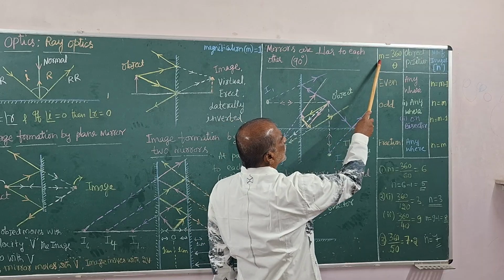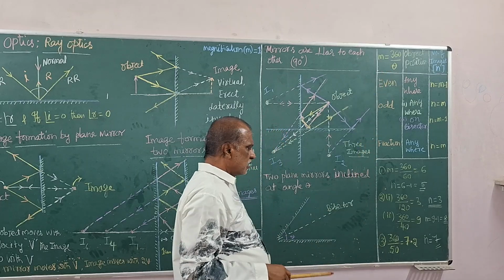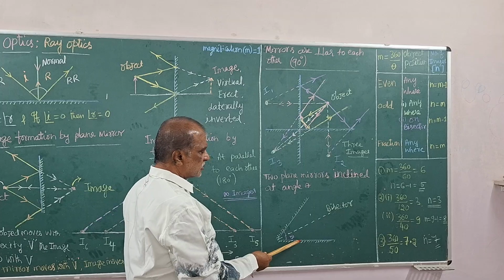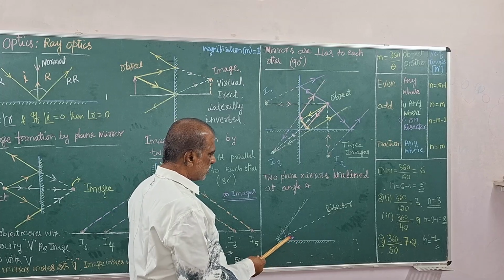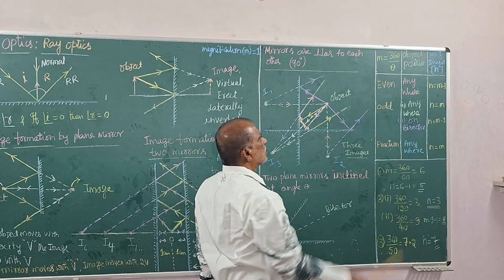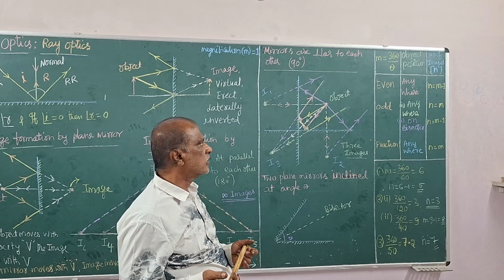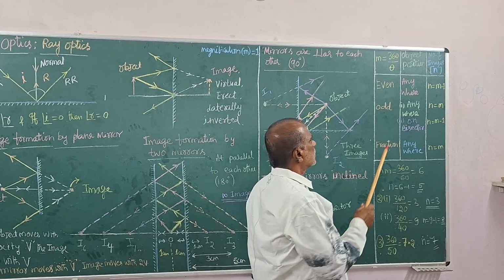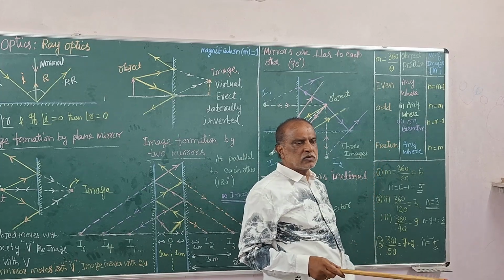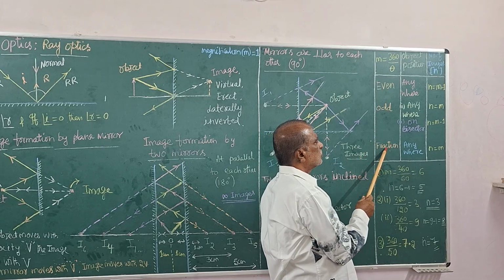m is a numerical value we get when you divide 360 by theta. What is 360? For one complete rotation, 360 degree, divided by this theta, the angle between these two mirrors, we get a numerical value. The numerical value may be an even number, an odd number, or a fraction. There are only three possibilities.